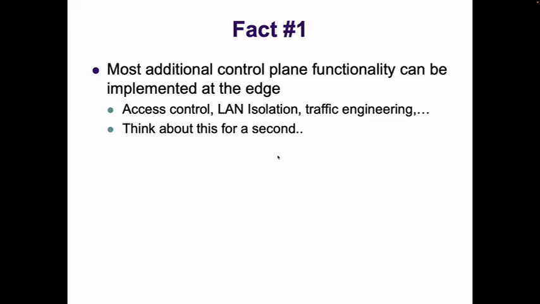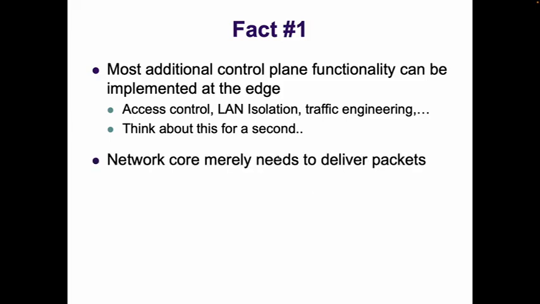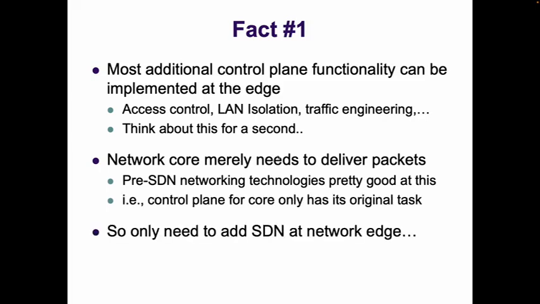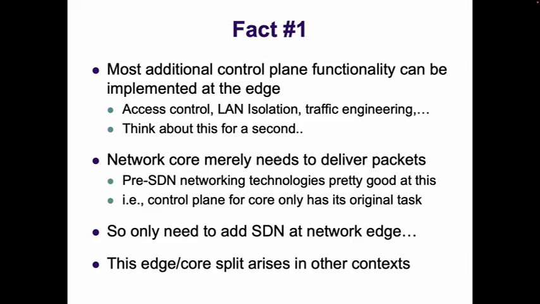That applies to almost everything, even traffic engineering. So the network core only needs to deliver packets. Everything else can be done at the edge, the first hop. And even pre-SDN, network technologies were pretty good at delivering packets. So we only need SDN at the network edge. Now, this edge-core split arises in other contexts, which you probably haven't talked about. But the point is, we were not the first people to realize, oh, we only need things at the edge, not in the core.